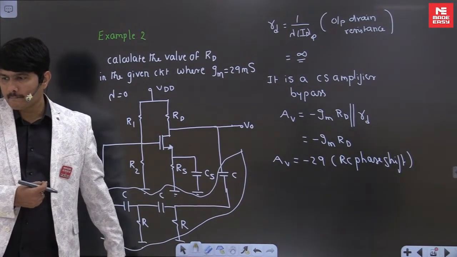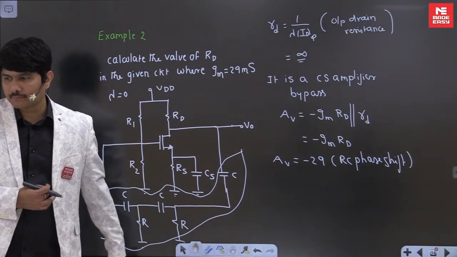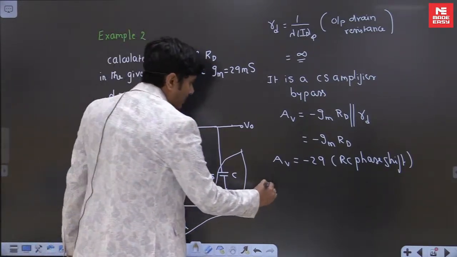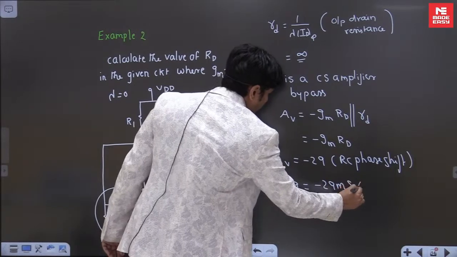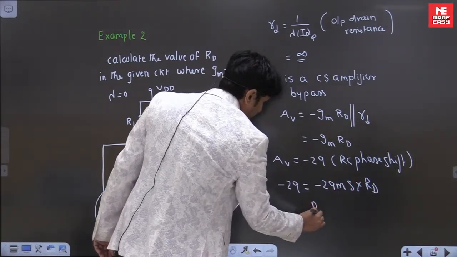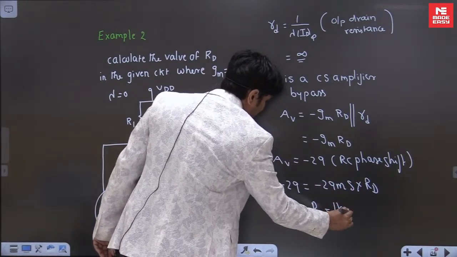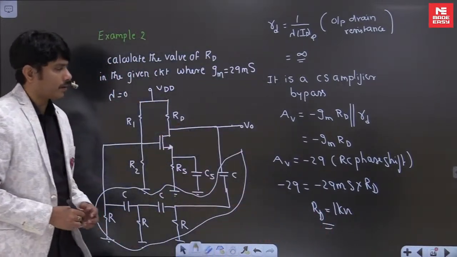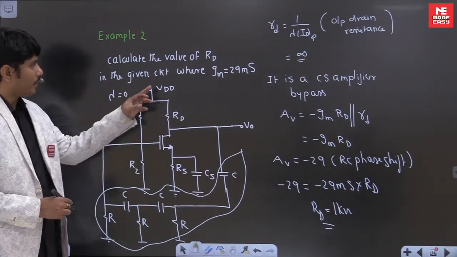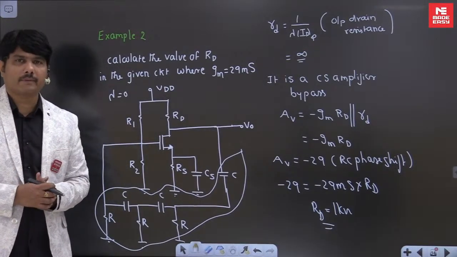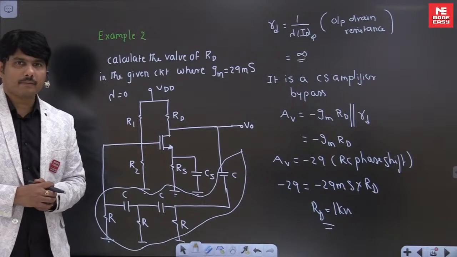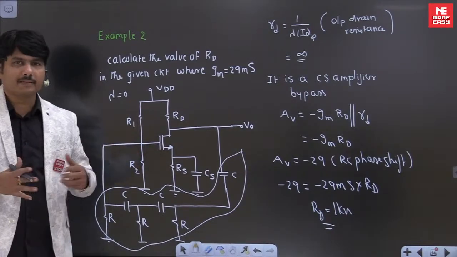Great. It's a CS amplifier. AV is minus 29, and we have minus 29 millisiemens times RD. RD will be equal to 1 kilo ohm. You can see how I have set the question. Actually, I know already the answer will come minus 29. This way of calculation will be given by IITians. So the style of giving questions is very easy actually.